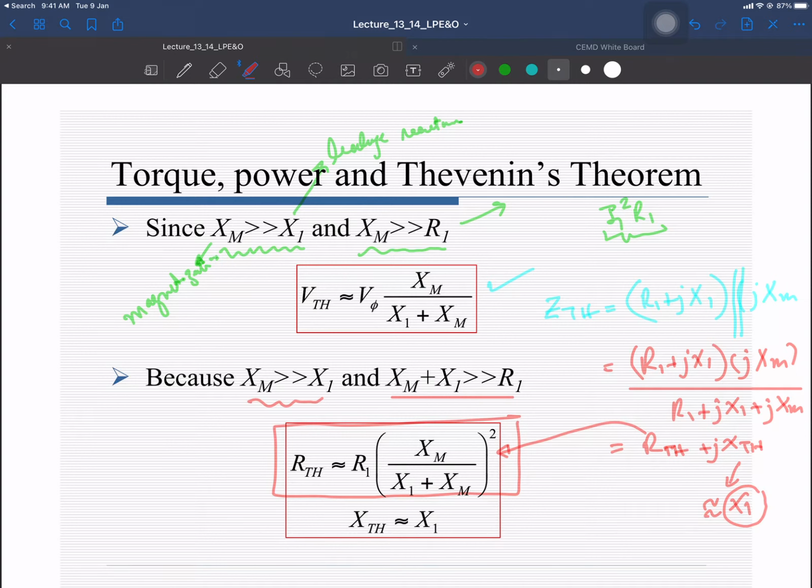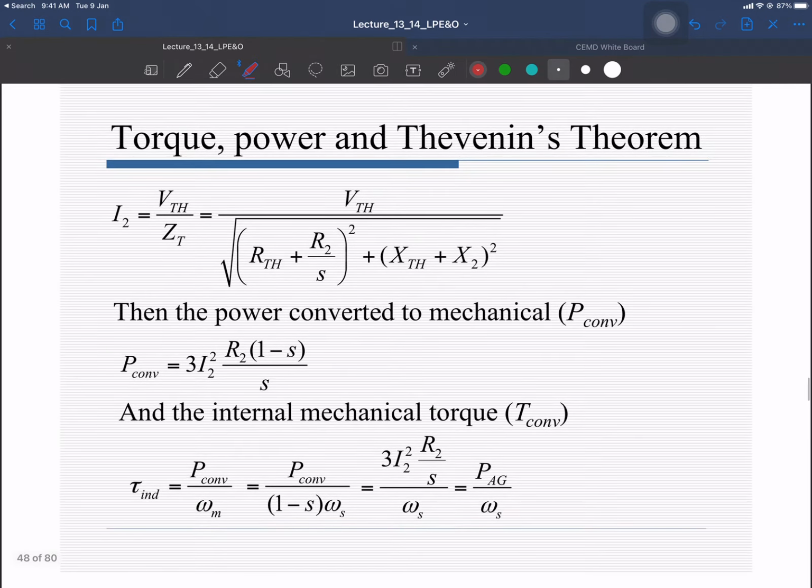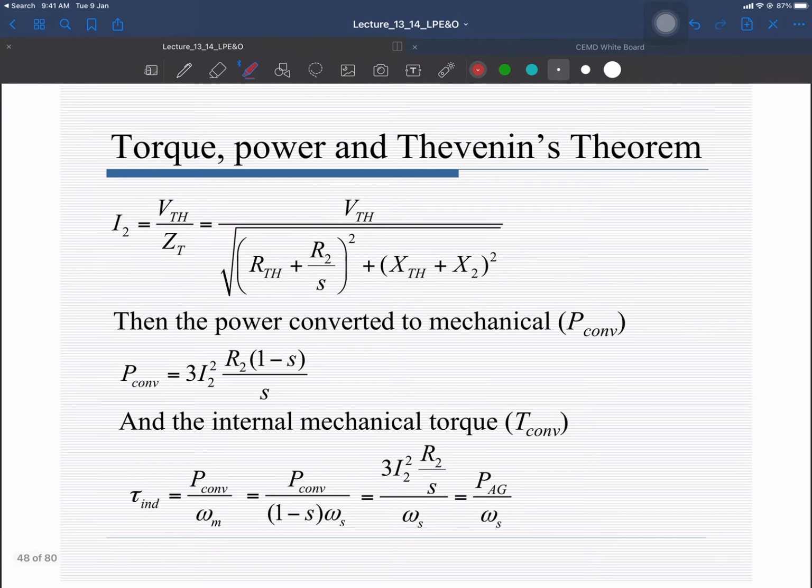So, x Thevenin is nearly equal to the leakage reactance of your stator side, and R Thevenin is nearly equal to this expression. So, this helps you to calculate R Thevenin and x Thevenin. Okay. Now, if you have calculated the R Thevenin and the x Thevenin, now you can write down the expression for the current in this circuit.